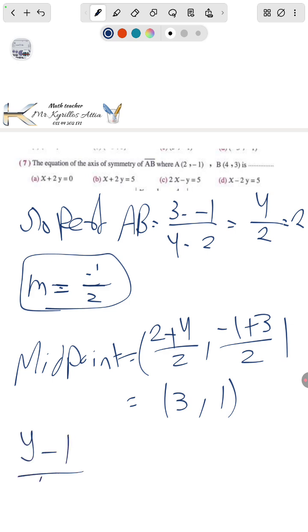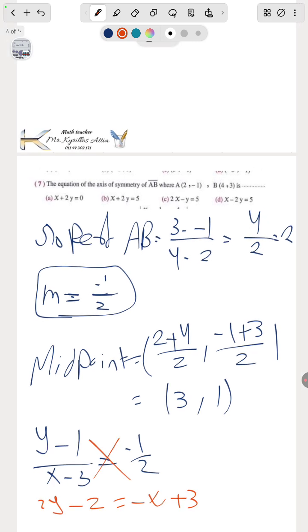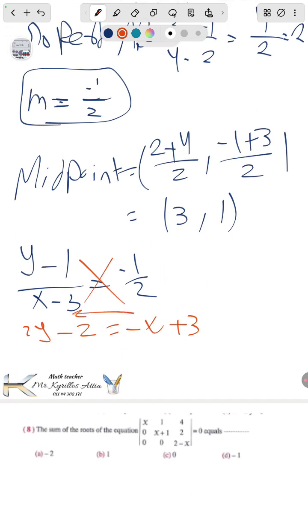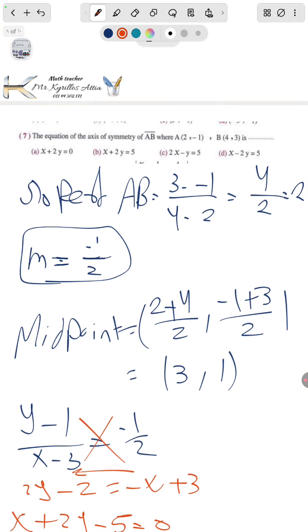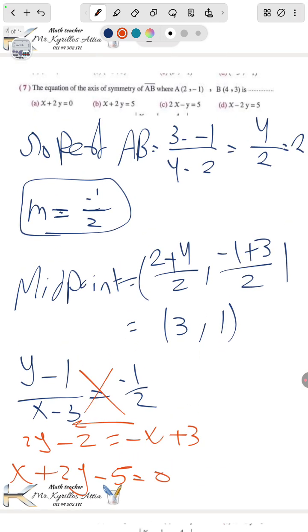y minus 1 over x minus 3 equals the slope, negative 1 over 2. By cross multiplication, 2 times y equals 2y, minus 2 times 1 equals 2, negative 1 times x, negative 1 times negative 3 is positive 3. Move x to the other side, so it will be x plus 2y minus 5 equals 0. Or we can move 5 to the other side, so x plus 2y equals 5, letter B.